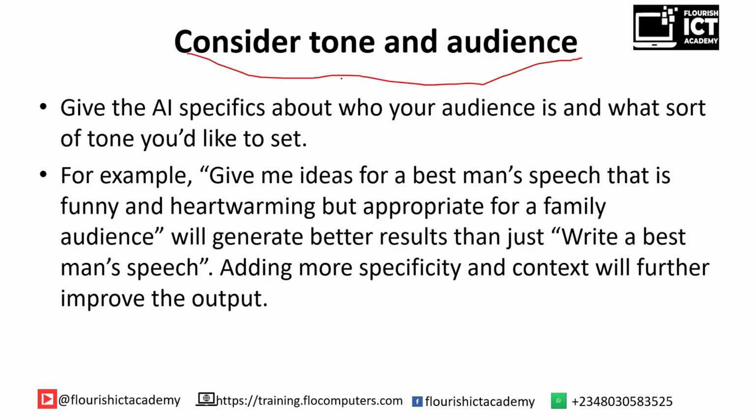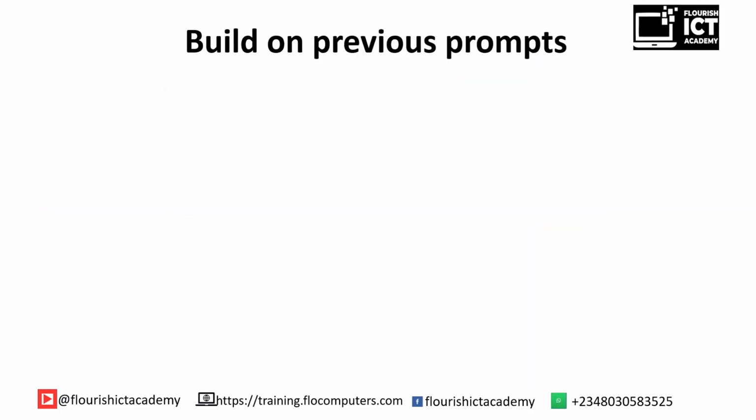If you go to AI and you type in the prompt, write a best man speech for me, you are not going to get the best result like someone who is actually telling the AI to give the best ideas for a best man speech that is funny and heartwarming, but appropriate. You can see the words here, appropriate for a family audience. This is the tone, and then the audience is being considered in the prompt that you put into AI. So adding more specificity and context will further improve the output you are going to get from AI.